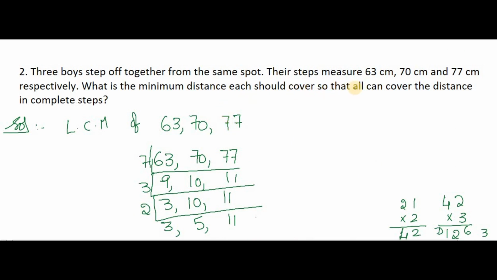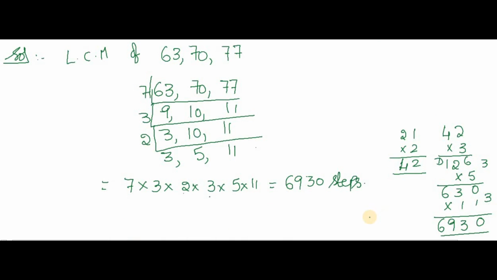What is the minimum distance each should cover so that all can cover the distance in complete steps? Means one person has to move on by 63 centimeters, the second person 70 centimeters, and the third person 77 centimeters. Now when they come back again, at what place will they reach? Here it is 6930 centimeters. At this point, all those three members will reach.